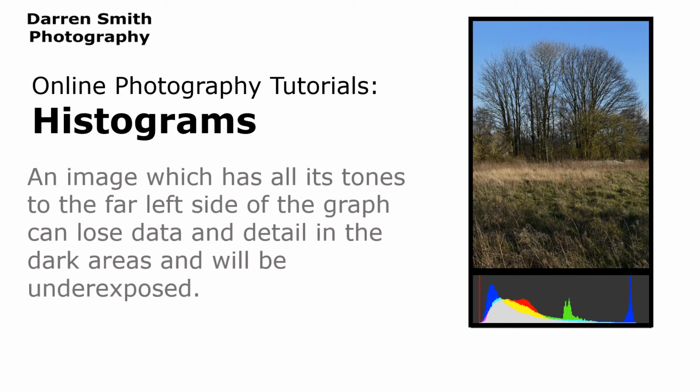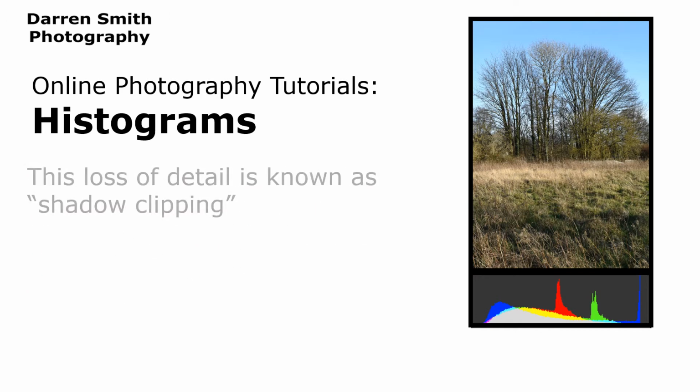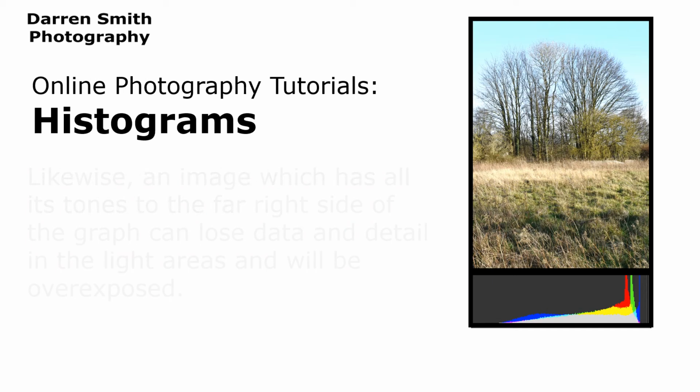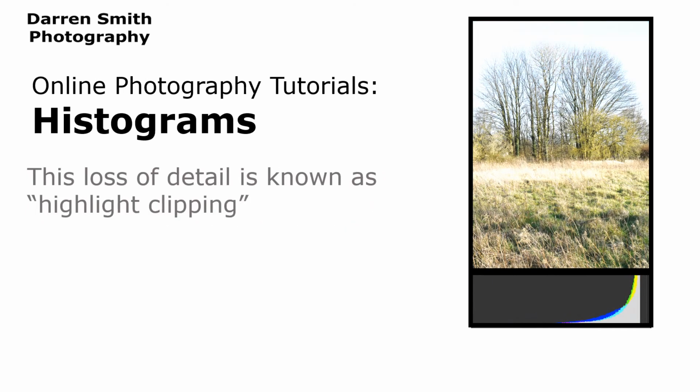An image which has all its tones to the far left side of the graph can lose data and detail in the dark areas and will be underexposed. This loss of detail is known as shadow clipping. Likewise, an image which has all its tones in the far right side of the graph can lose data and detail in the light areas and will be overexposed. This loss of detail is known as highlight clipping.